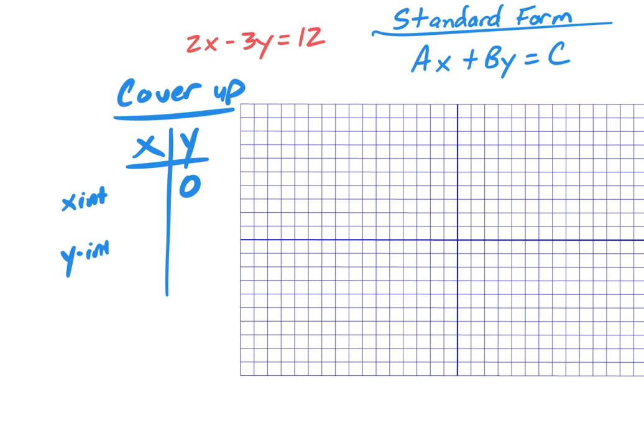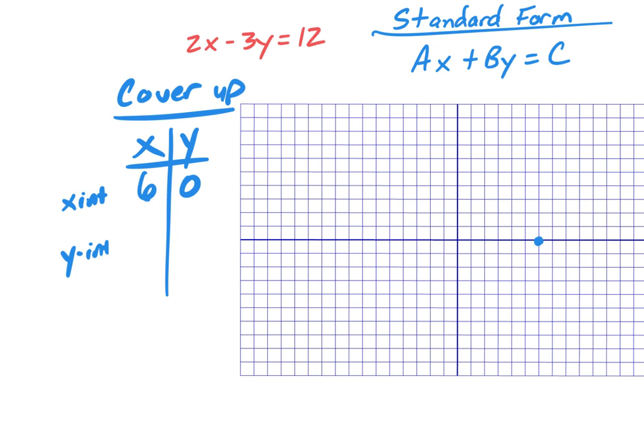And here's why I call it the cover-up method. Because if I take 0 and plug it in for y, 3 times 0 is 0, I'm just going to cover it up because it's 0, right? And so now what I have left is 2x equals 12. And I can solve that pretty easily. 2x equals 12, take 12 divided by 2, and that would give me x equals 6. And that should be a point that lies on the x-axis. When it's an x-intercept, it should be on the x-axis somewhere.